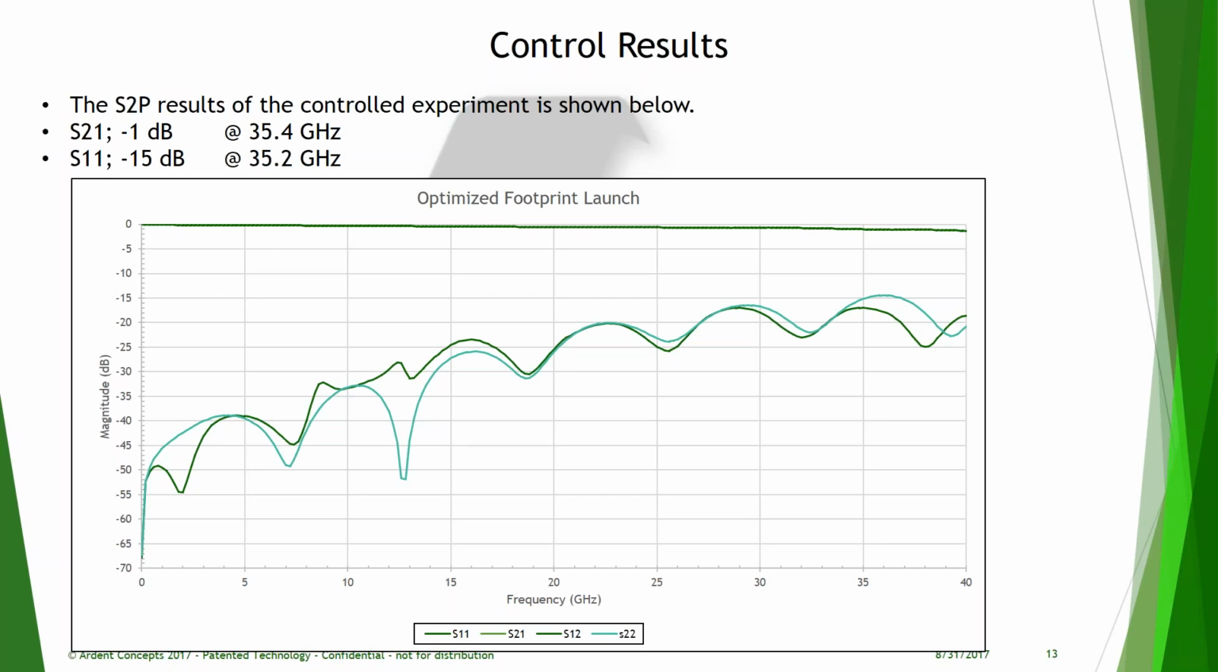The -1 dB point of the insertion loss was around 35 gigahertz, and the -15 dB point for return loss was also around 35 gigahertz. So for this next couple slides, we'll be comparing against this performance. This is our gold standard.